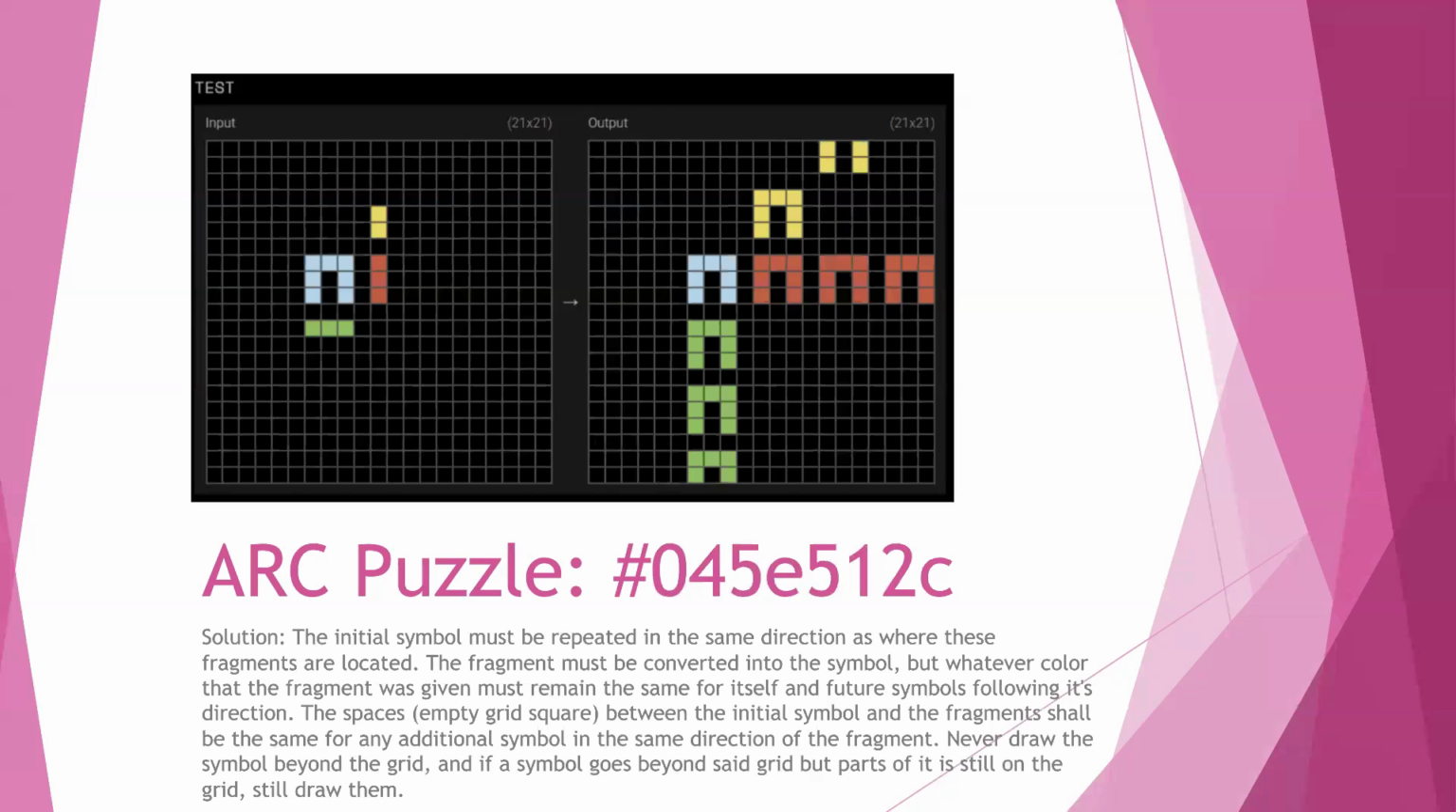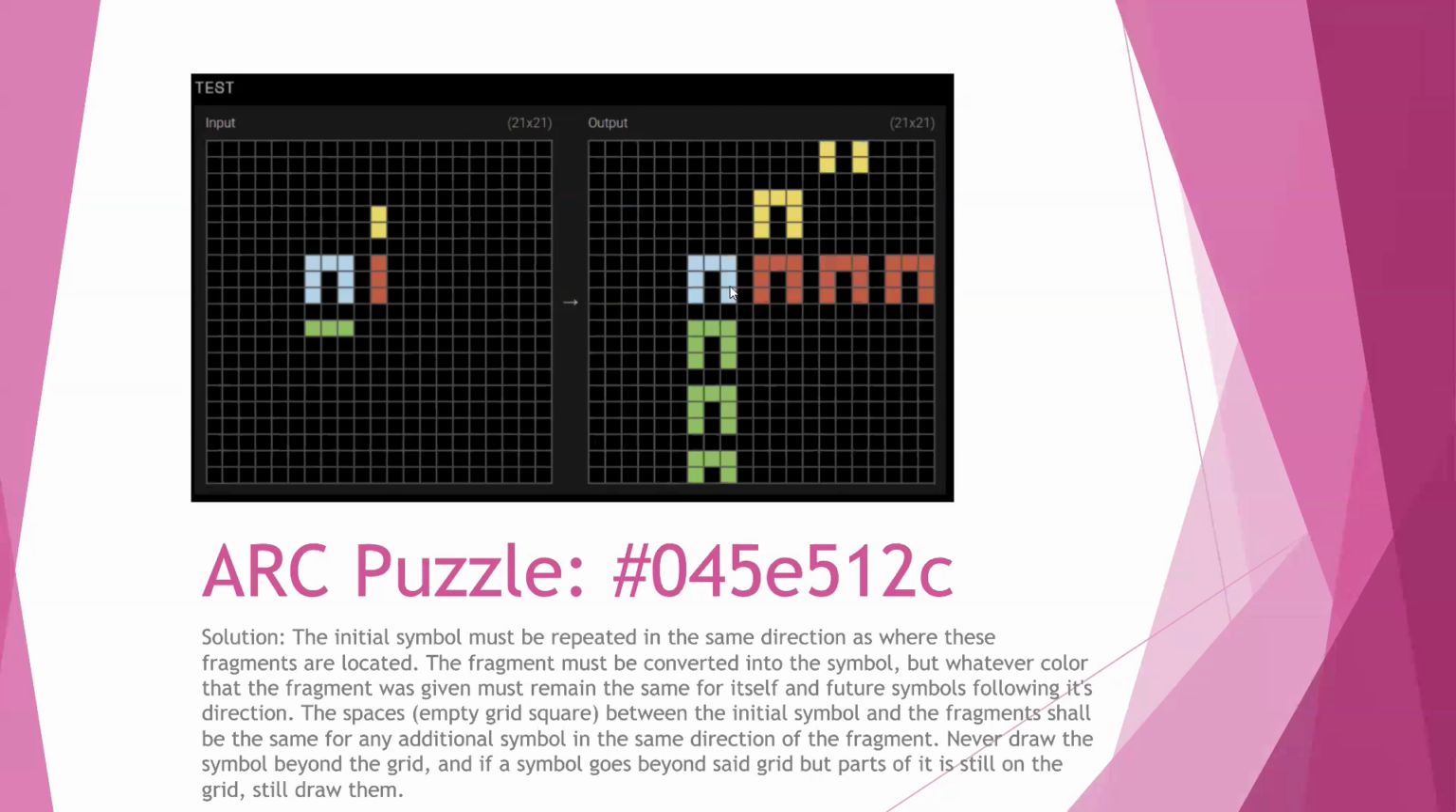And then the final ARC puzzle is 045E512C. The initial symbol must be repeated in the same direction as where these fragments are located. So as we can see in the input, we have the initial symbol here, and then we have one fragment here, one fragment here, and one fragment here. The fragment must be converted into the symbol, but whatever color that the fragment was given must remain the same for itself and future symbols following its direction.